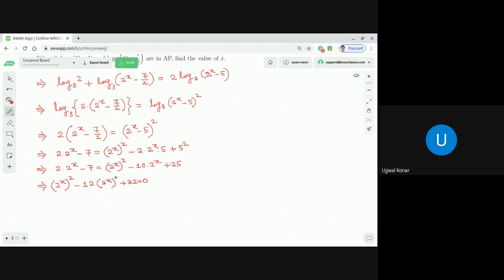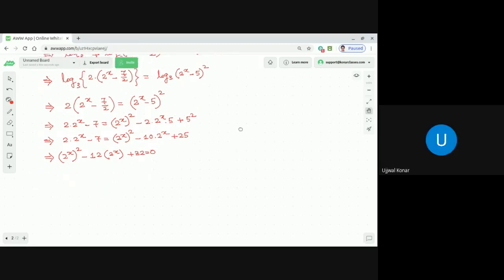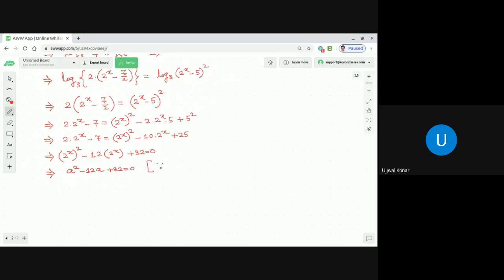Now, what is our task? Our task is to find the value of x. But it looks like a quadratic equation in 2 to the power x. So the best thing is to assume 2 to the power x equal to a. So what we get is a square minus 12 into a plus 32 is equal to 0. Correct or not, dear students? Here, let 2 to the power x equal to a.